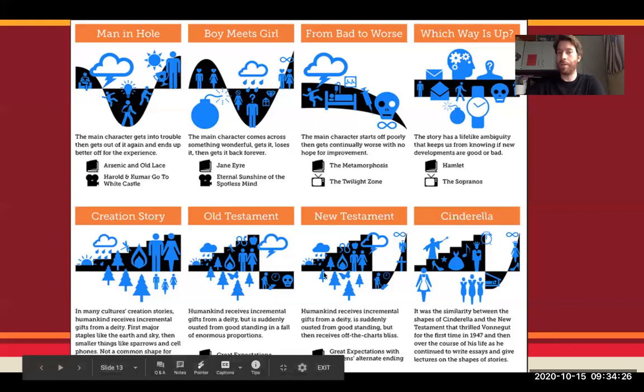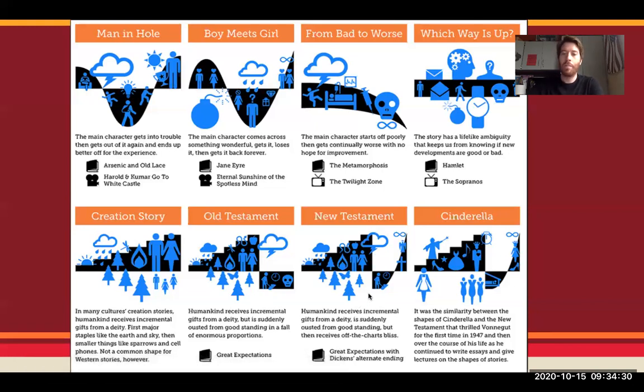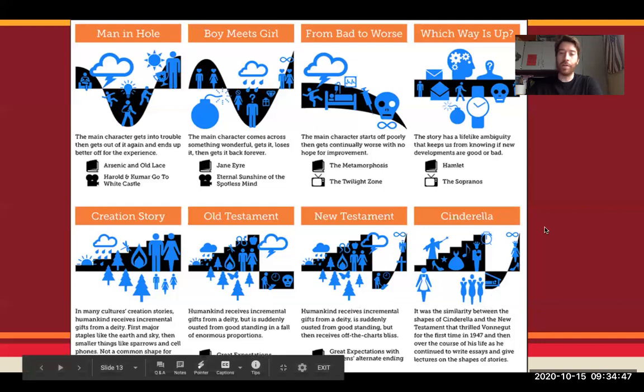The New Testament version, the same thing, good things, good things, good things. Tragedy strikes, you lose it, but then you dig yourself out and you return to good fortune. And the last one's the Cinderella story, which is just like the New Testament story. You start somewhere rough, you get a really good thing that happens, tragedy strikes, go back into bad fortune, but you come out of it again.